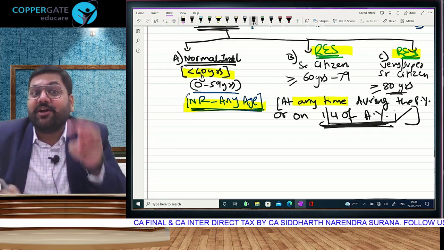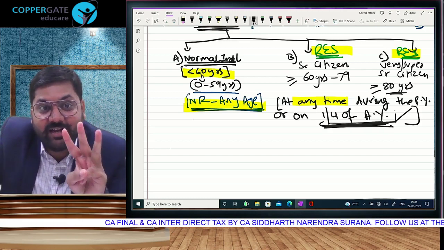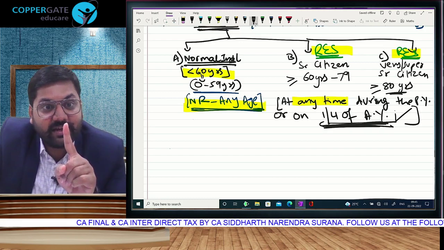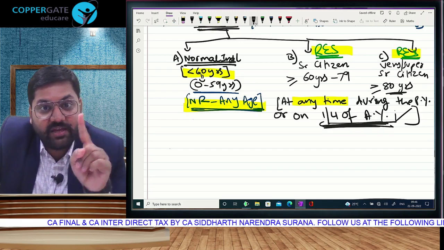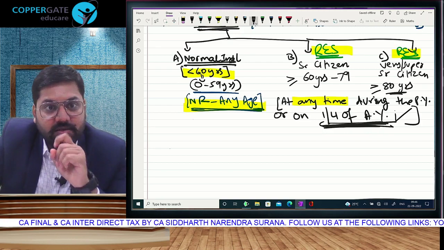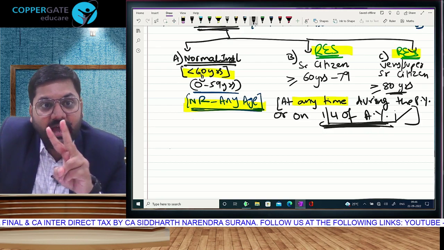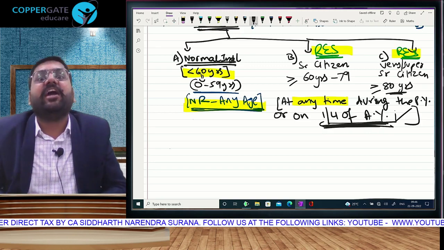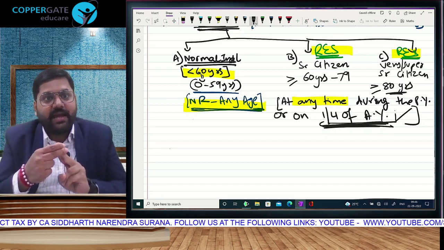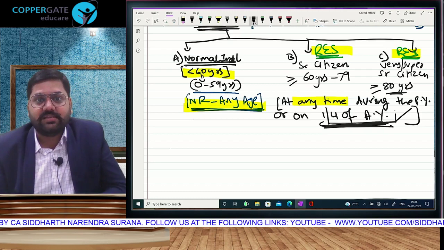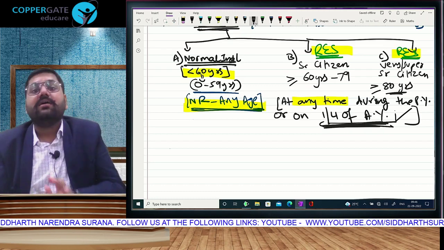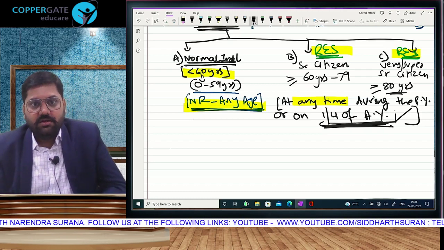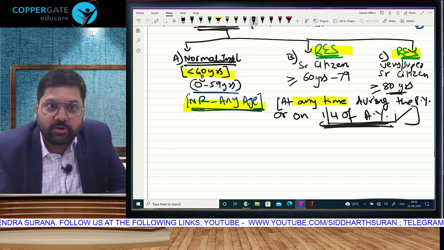So, Mitro, the 3 categories of individuals are finally in front of us. First category, any individual of the age 0 to 59 years. Second category, any non-resident of any age. Both of them will become our category A. 0 to 59, non-resident any age. That's our category A. Then, category B, 60 to 79. Equal to 60 also covered.